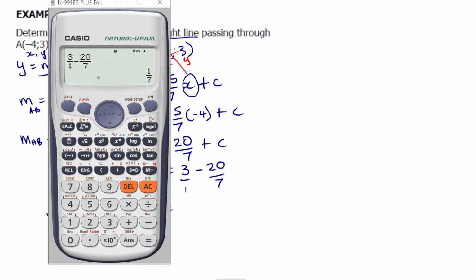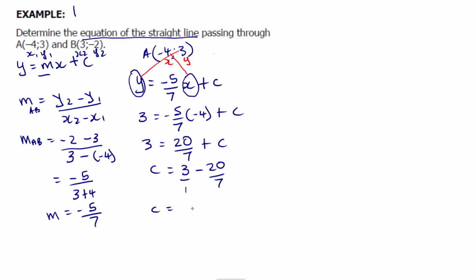Here it is. We have 3 over 1 minus 20 over 7. You can see the answer is 1 over 7. So that means the c coordinate is 1 over 7. So I have the m, I have the c. Now I can say my equation is y equals the gradient, which is negative 5 over 7x plus 1 over 7. Because I now have the gradient and I have the c, which is the y-intercept. So this is the equation of the line.